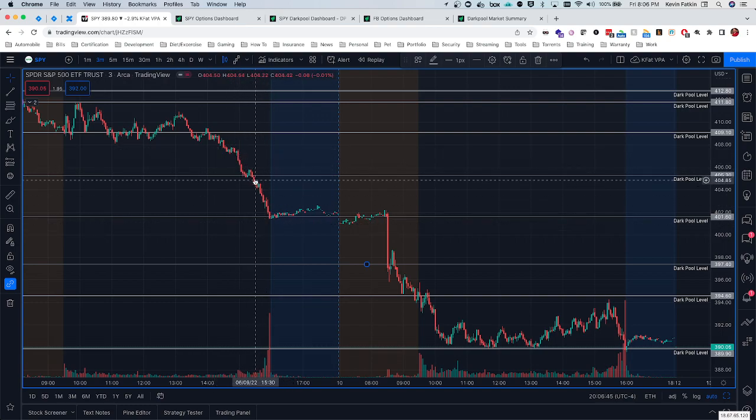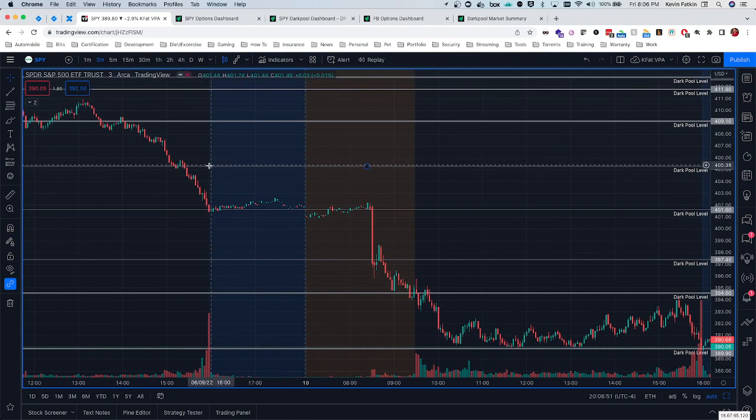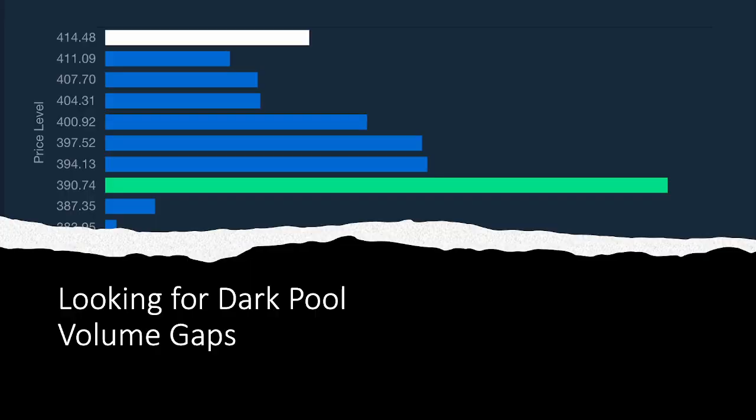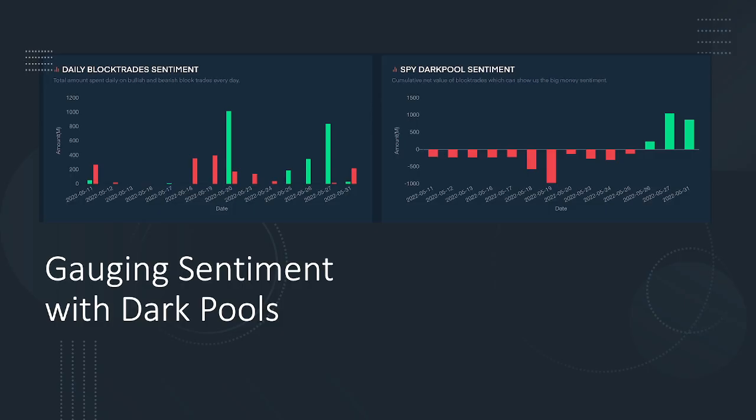Like this was a big fall the other day based off anticipation of fundamental news, yet when we hit that level we still had a reaction, which tells you that these levels do indeed come into play. So the next thing that we can use from dark pool data is gauging sentiment.